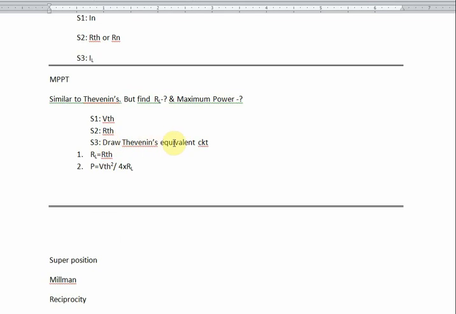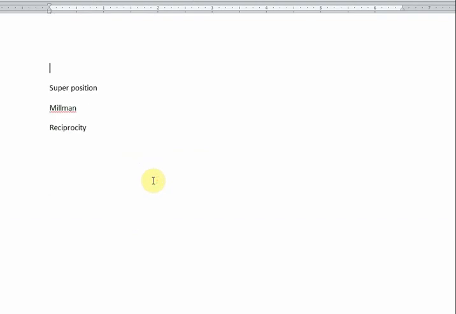Step number 3, draw Thevenin's equivalent circuit. In that one, the load resistance is not given, so RL is equal to RTH. Then find out the maximum power. Okay, so this is about those three theorems. Next, you have three more theorems.